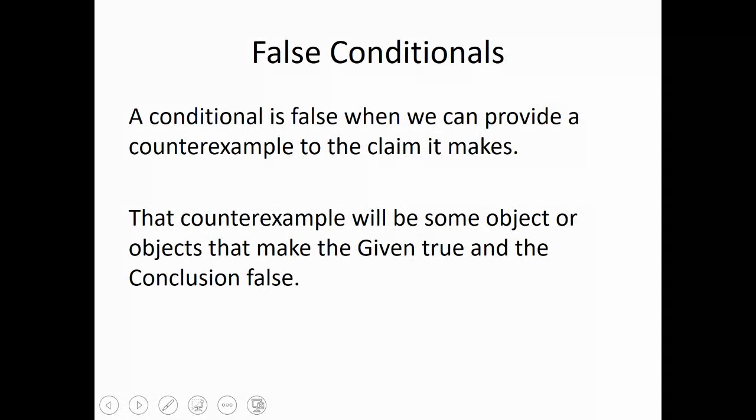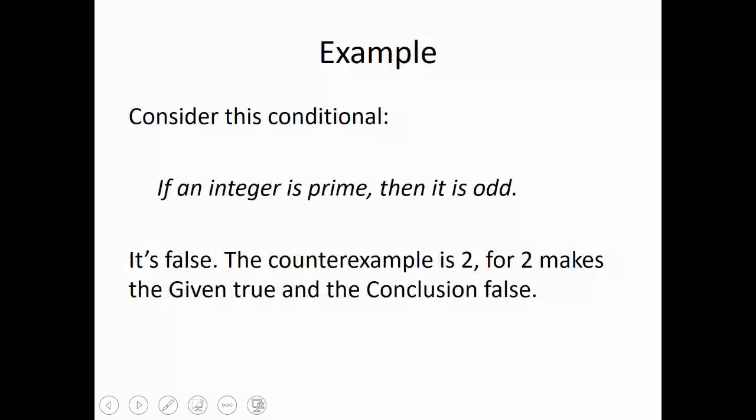False conditionals. Occasionally we will encounter a false conditional, and we need to speak about this correctly. A conditional is false when we can provide a counterexample to the claim that it makes. That's how we show in this class that a claim is false. We provide a counterexample. And what is a counterexample? It is some object or objects, for us typically geometrical diagrams, that will make the given true and the conclusion false. Let me give you a simple example.